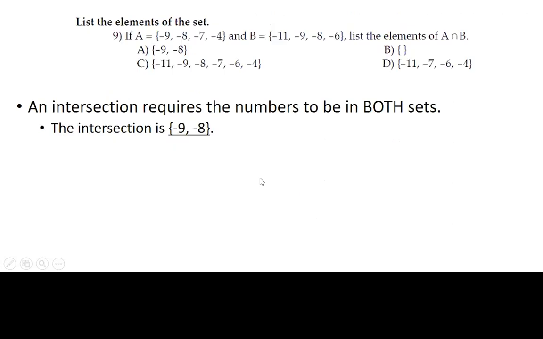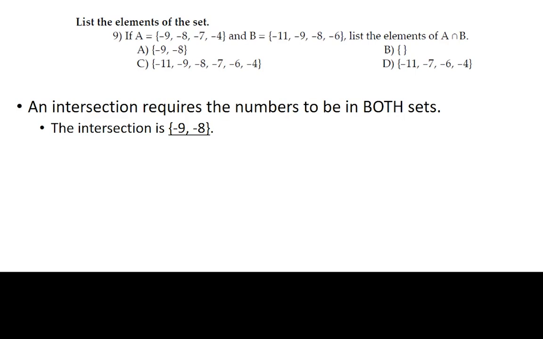Number 9, list the elements of the set. We're given if A is the set containing negative 9, negative 8, negative 7, and negative 4, and B is the set containing negative 11, negative 9, negative 8, negative 6, list the elements of A intersection B.